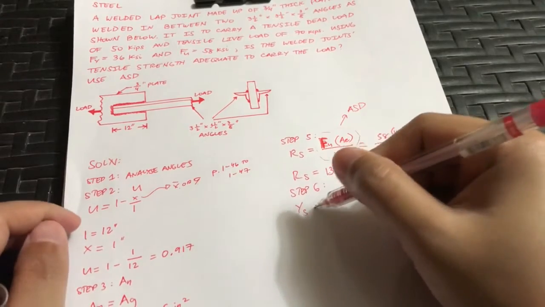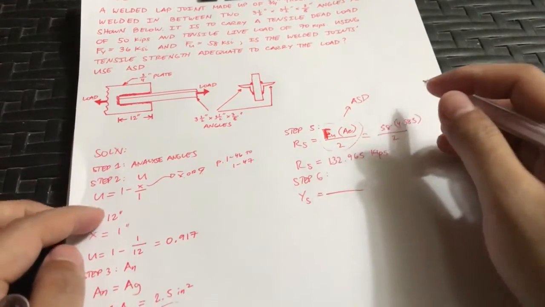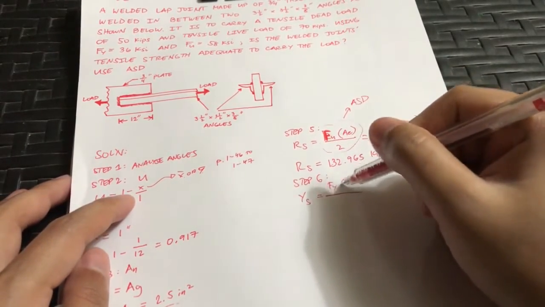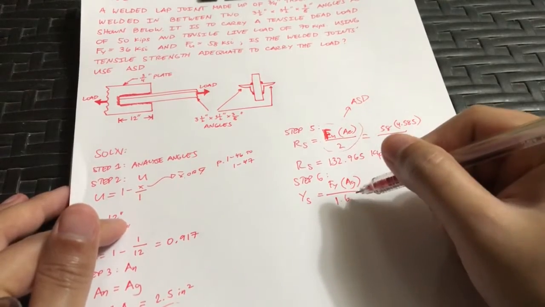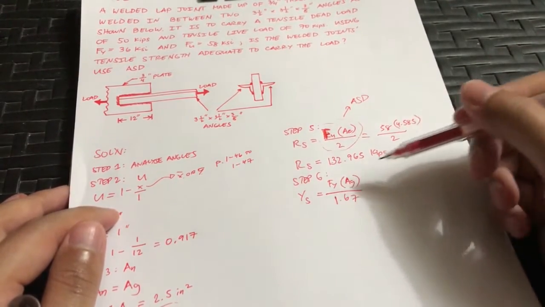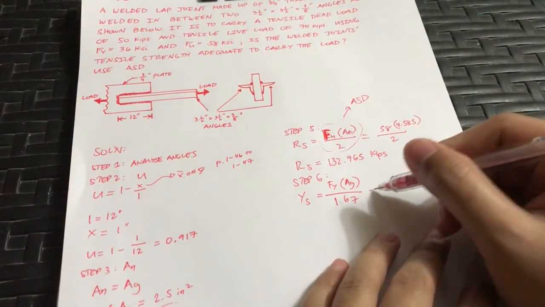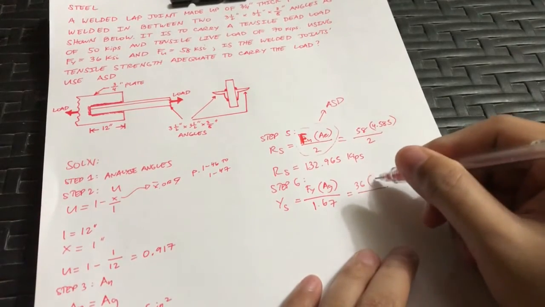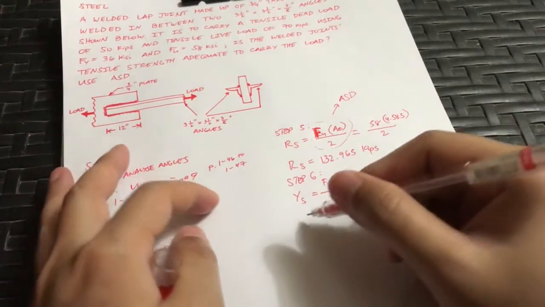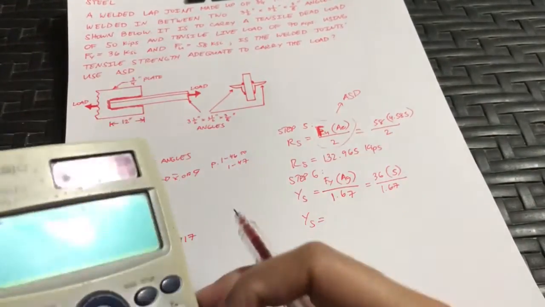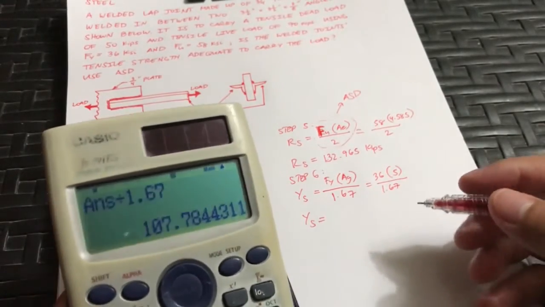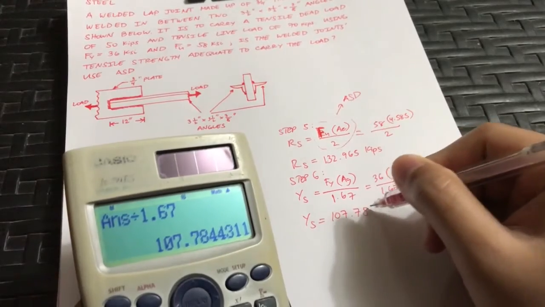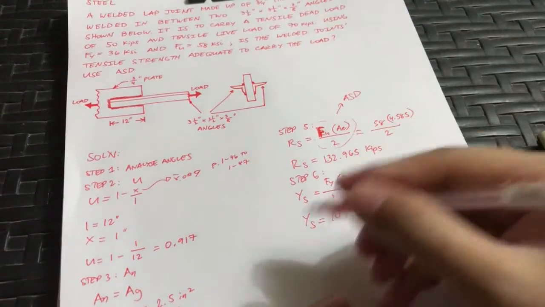We need to solve the yield strength. Yield strength is equal to the yield stress times the gross area, all over 1.67. I repeat, this formula is for ASD: Fy times AG all over 1.67. The Fy from the given is 36. So 36 times the gross area, which is 5, all over 1.67. So we have our yield strength: 36 times 5 divided by 1.67 is 107.784 kips.